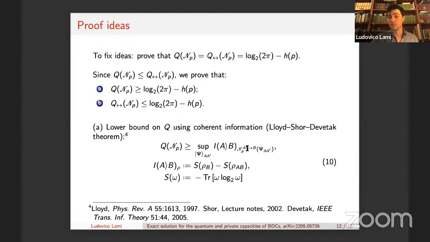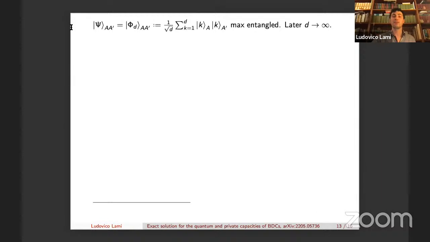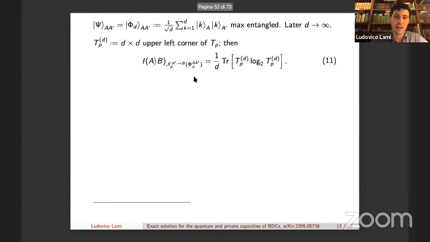Basically you have to plug in a state. You construct a state on AA prime, and then you send the system A prime over the channel. Then you get a state AB, and you compute this combination of entropies for that state. So to compute a lower bound on the supremum, you need an ansatz for the state psi. What ansatz do we make? Just the maximally entangled state over the first D Fock states. Sorry, k should start from 0 and go to D minus 1 in the summation. The idea being that we want to make D tend to infinity, a very large entangled state. But for now, let's keep D finite.